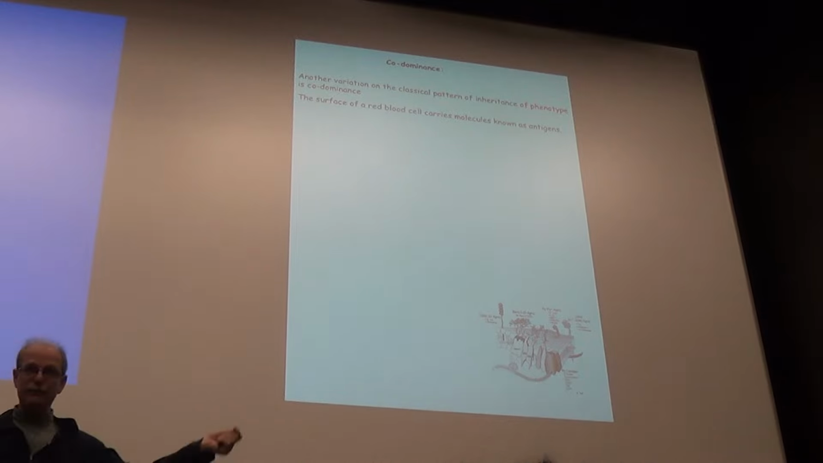Now, the surface of your red blood cells, right? All of you are familiar with red blood cells. They have antigens on them, correct? What are antigens? Certain proteins, right? And they are present on the surface. What's the surface of a blood cell? It's basically a lipid membrane, right?